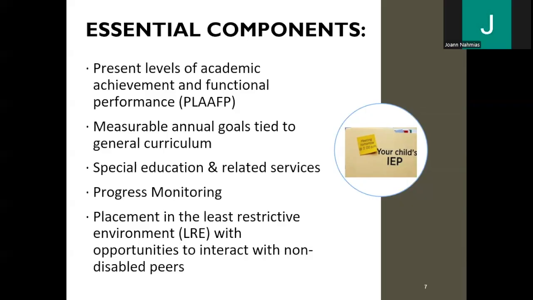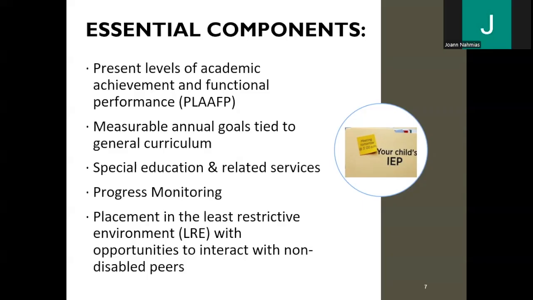The IEP is a written plan that describes the child's special education program in detail. These are the different sections of that plan. The present levels of academic achievement and functional performance, also known as the PLAF. This is the narrative section that describes a student's learning and educational needs. Measurable annual goals that are tied to the curriculum should be included and should address every area of need.